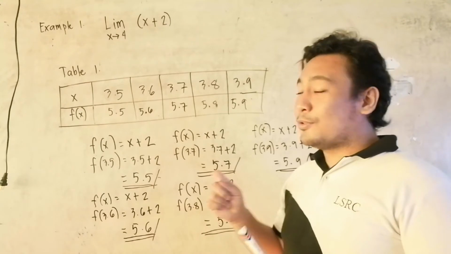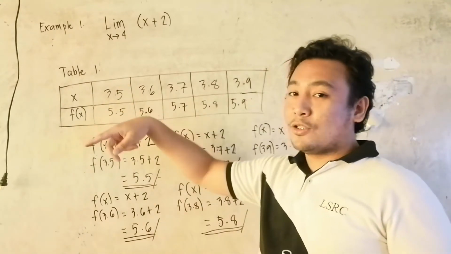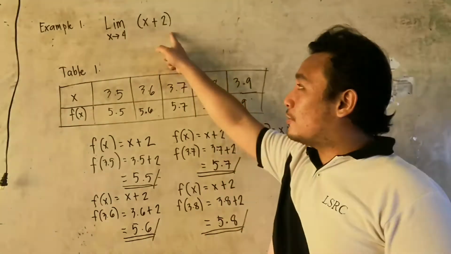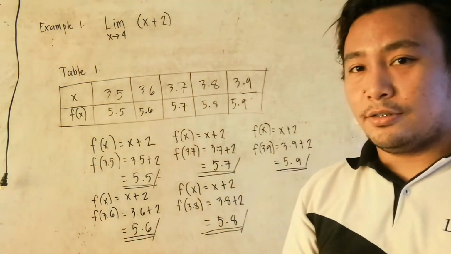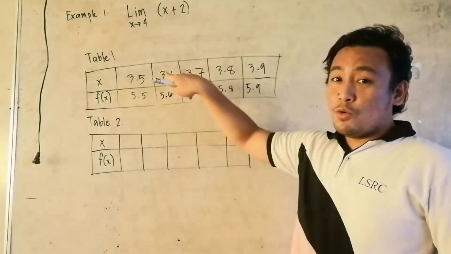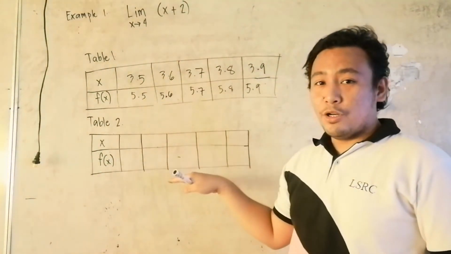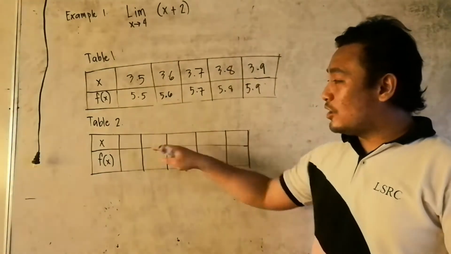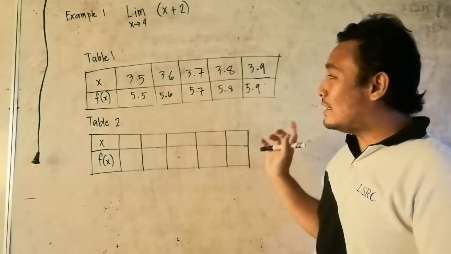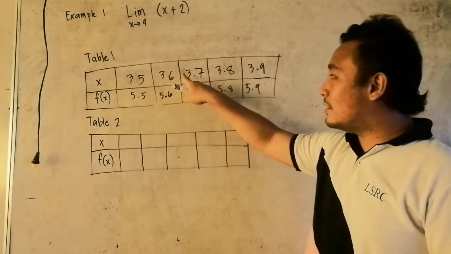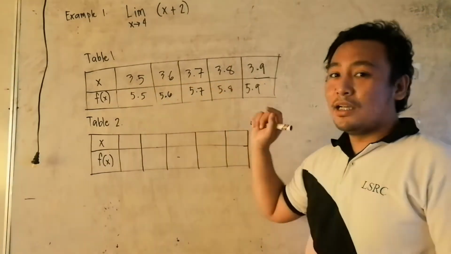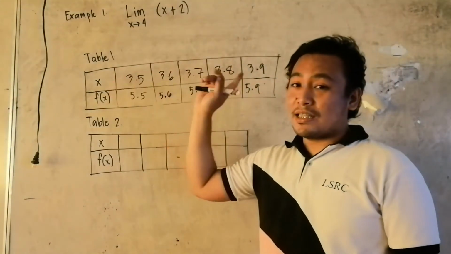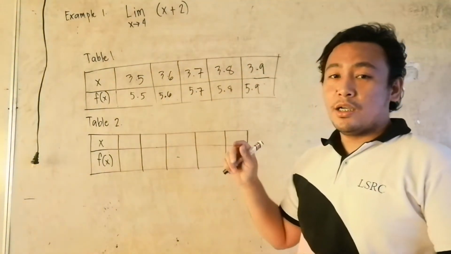So now, let's proceed with the table number 2 para makita natin kung ano ba talaga yung limit ng x plus 2 as x approaches 4. So we're done with the table 1. So next is to construct the table 2, the table of values for the table 2. So ngayon, ano naman yung ilalagay natin sa value of x? Kanina, ang ginamit natin is 3.5, 3.6, 3.7, 3.8, 3.9. Ano naman yung next na ilalagay natin dito sa table of x? Itong mga numbers na to, yung 3.5 hanggang 3.9, are numbers before yung number 4.